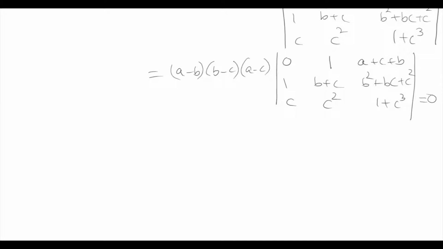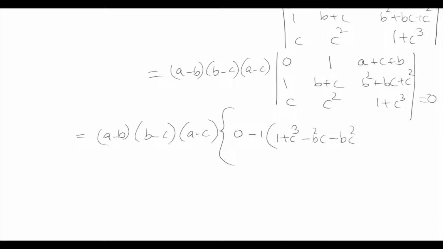Now expanding the determinant, A minus B into B minus C into A minus C of, expanding this, is 0 minus 1 into 1 plus C cube minus C into this, so this is B square C, and minus BC square minus C cube, plus A plus B plus C into C square minus, so these two cancel, C square minus BC minus C square, which is equal to 0.